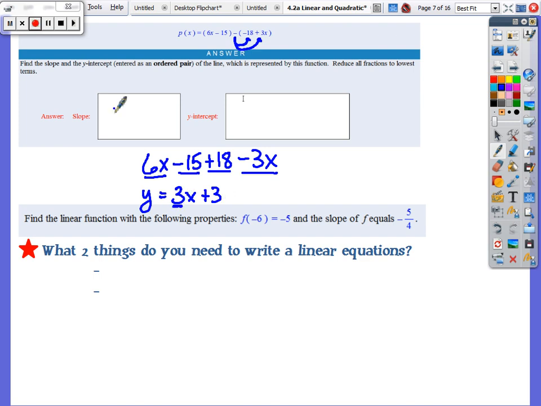What's our m? Slope is 3, which is again like 3 over 1. And then what's our y-intercept? They want it in ordered pair form. Our x is always 0, and our y in this case would be 3. And then we could graph it if we needed to.